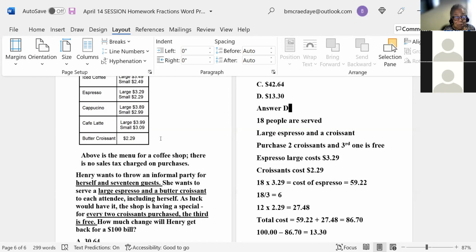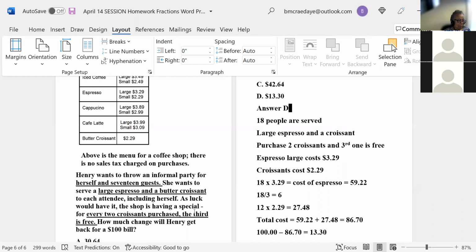Like any word problem, you want to look at what you are given and look at what you are asked to find. So you had to use this information from the menu to get the cost, right? And then you had to use that they told you that you get a third one free when you buy two. Questions on using a chart? This is a menu, but it's like a chart, because it's the only way to know the cost.